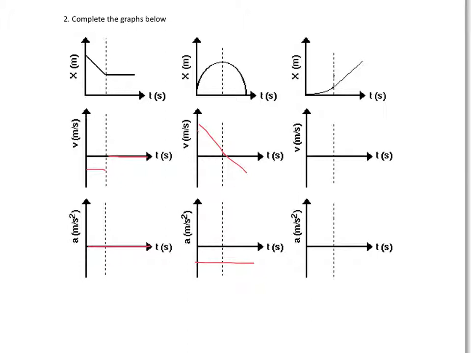And here, we're going to start off going slow, and then we'll speed up, and then we'll level off to a constant velocity. So then we'll have positive acceleration, and then no acceleration. So that's it for those graphs.